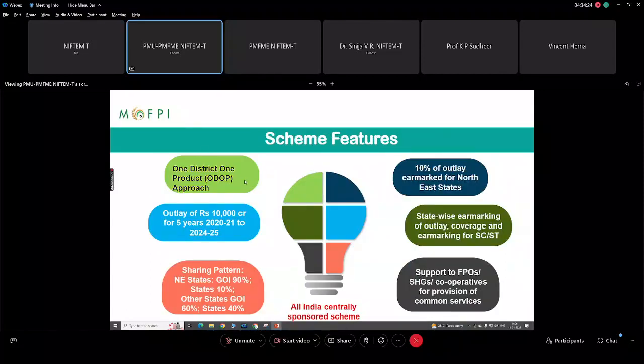The major features of the scheme, actually it is based on the ODOP approach. And here we are talking about rice processing and value addition, whereas rice is one of the ODOP of the scheme. For 11 states, the total outlay of this scheme include rupees 10,000 crore for a period of 5 years up to 2025. So here you can see the sharing pattern, whereas the Government of India, MOFPI, is directly implementing this scheme along with state nodal officials, and district level partners are also there.